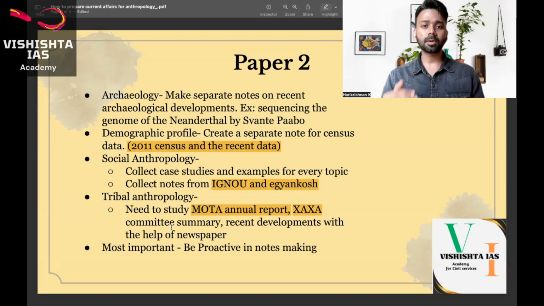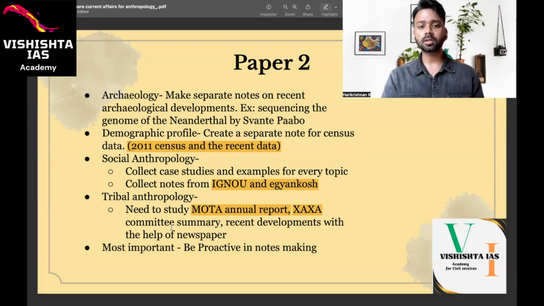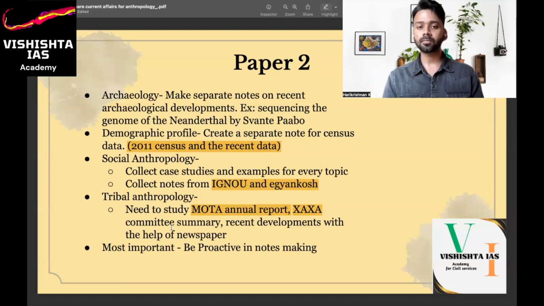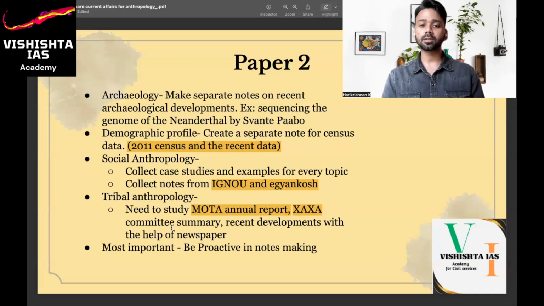When they are asking about Sanskritization, do not just restrict your answer to Sanskritization. By the end, try to relate it with recent trends. What's the present context of Sanskritization? How is it happening in recent times? So you need to make your answer unique. You have to make your answer relevant. Then you will end up getting good marks.